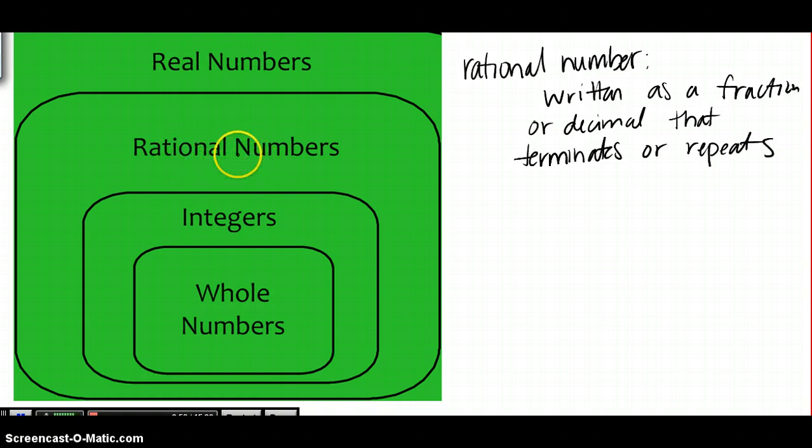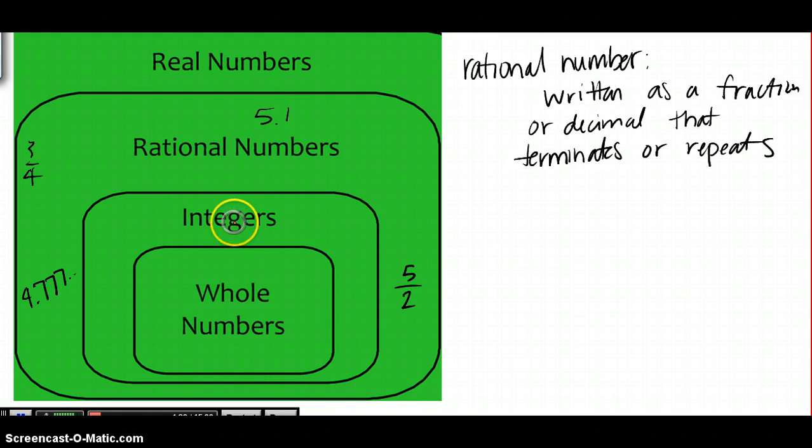So examples of rational numbers are going to be any fractions, 3/4, 5/2, and then any decimal that terminates or repeats. So we could have 5.1 or 4.777 repeating. Any fraction or decimal that terminates or repeats.